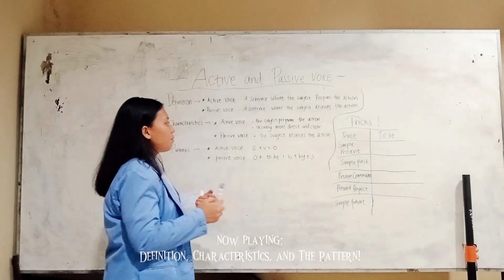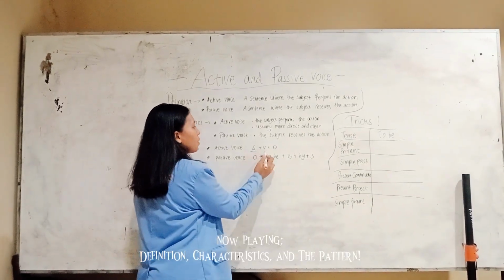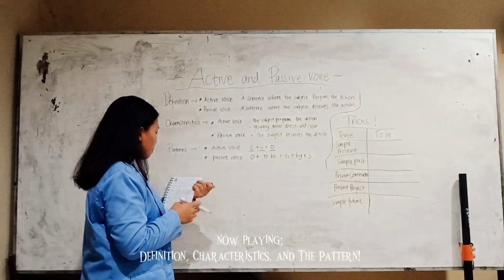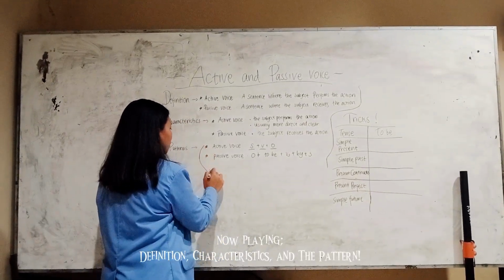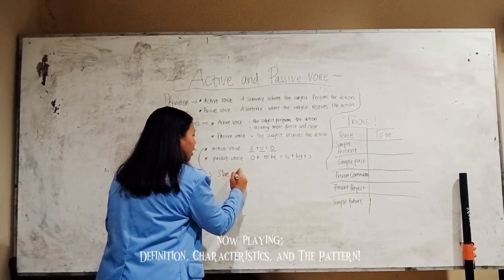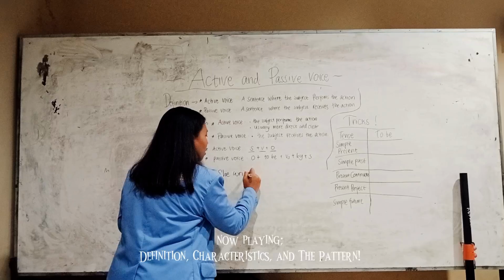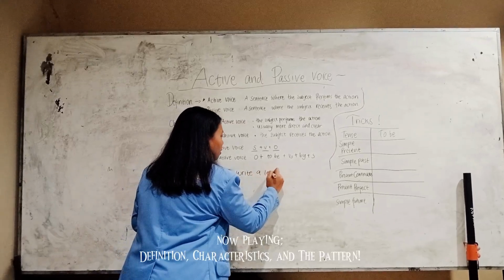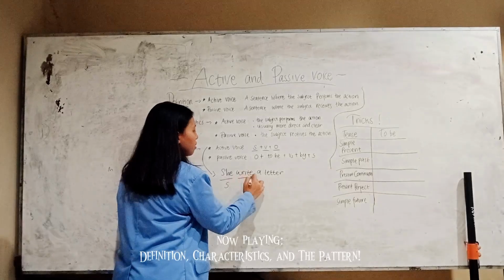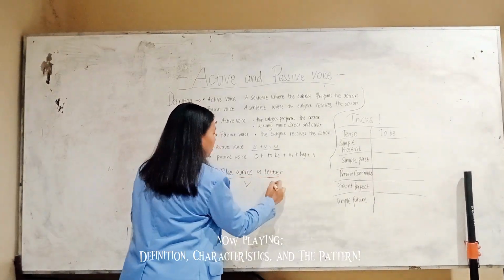The pattern of active voice is subject plus verb plus object. The example of active voice is: she writes a letter. This is the subject, this is the verb, and this is the object.